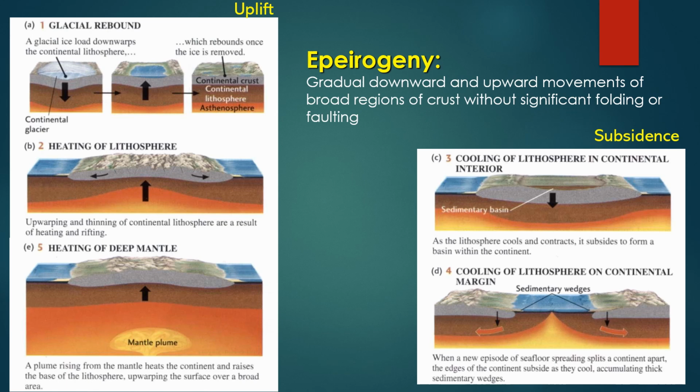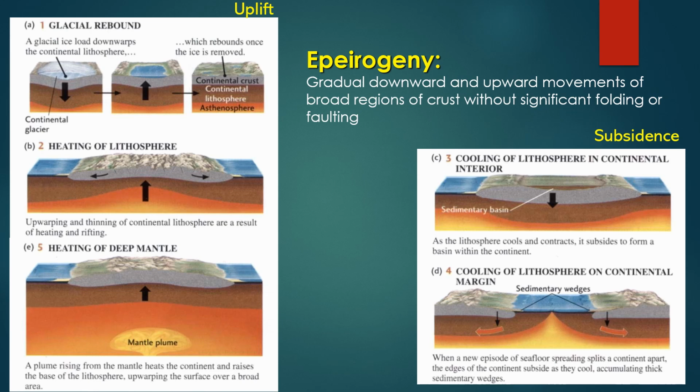The continent can also experience epeirogenic uplift if underlying mantle is upwelling or a mantle plume is located underneath, in which cases the lithosphere is heated. On the other hand, if the lithosphere cooled, such as in the interior of the continent or at the passive margin, the lithosphere will experience epeirogenic subsidence and create basins.